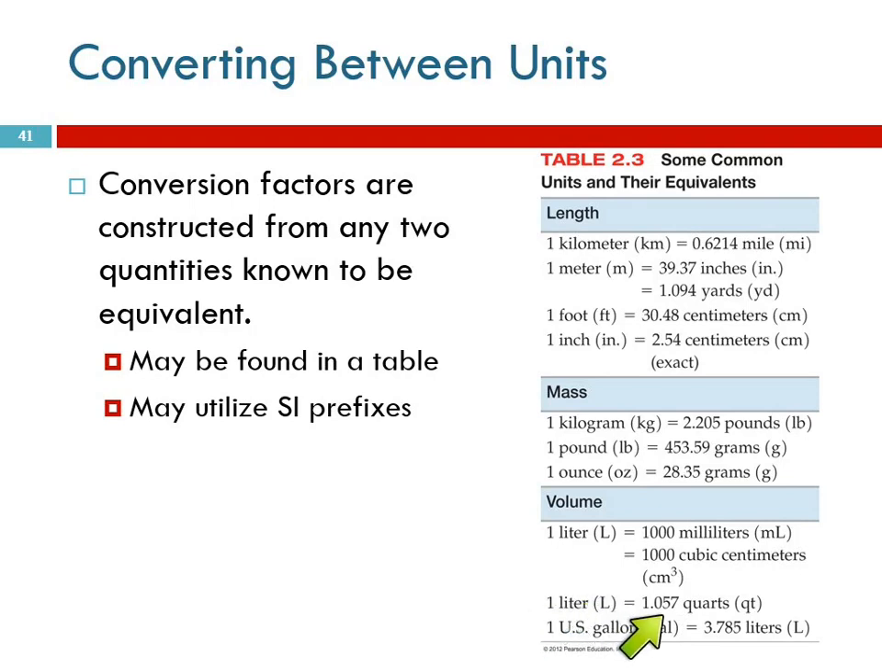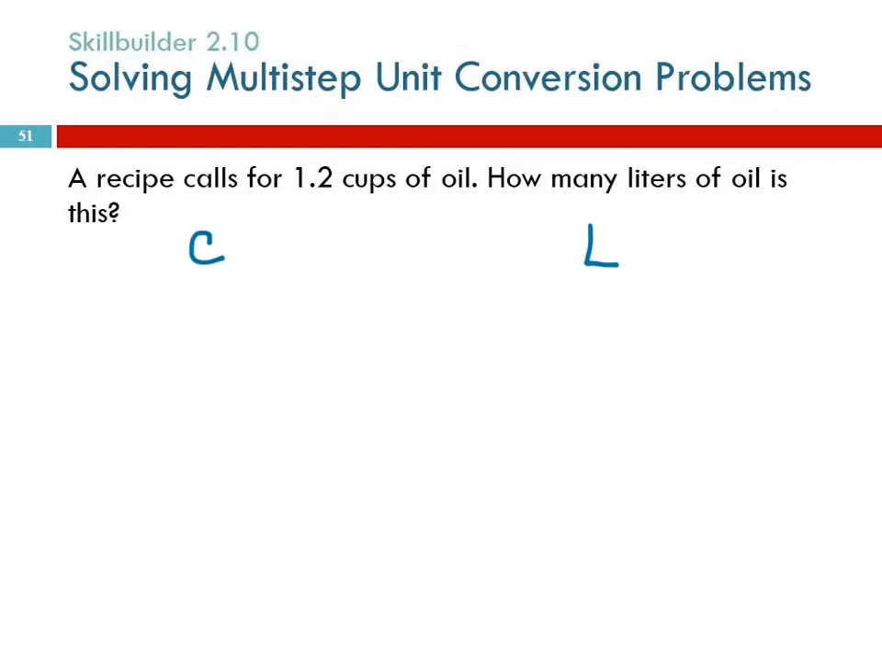1 liter is 1.057 quarts. So I'm going to write this just kind of over here. 1 liter equals 1.057 quarts. So we found that. This tells me that if I could find how many quarts this was, I could use this to go to liters. So I need to get to quarts, and then I can get to liters using this. So I'm kind of working from the end.